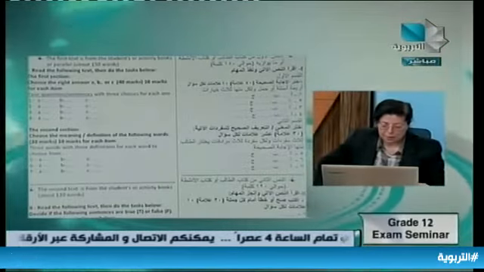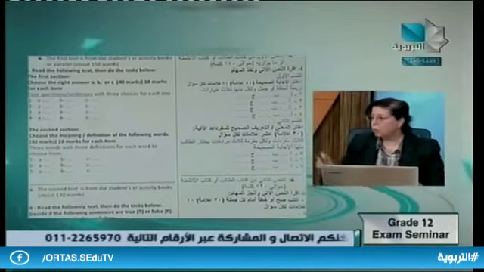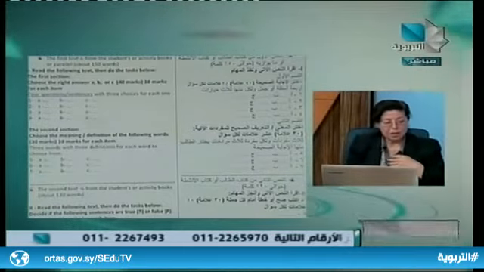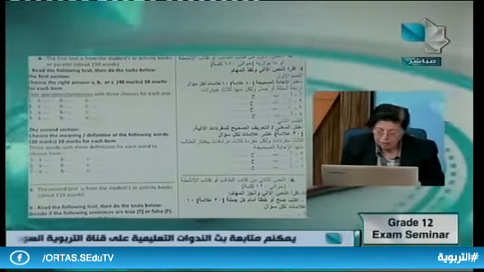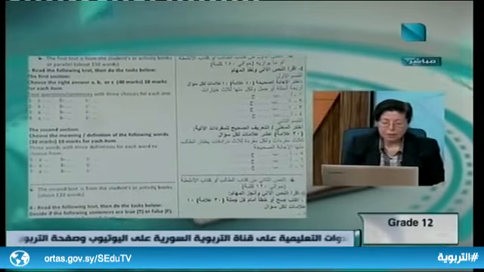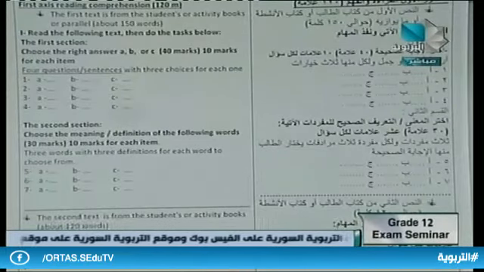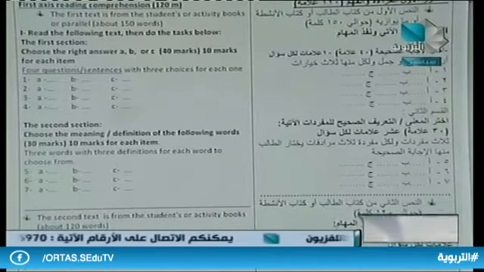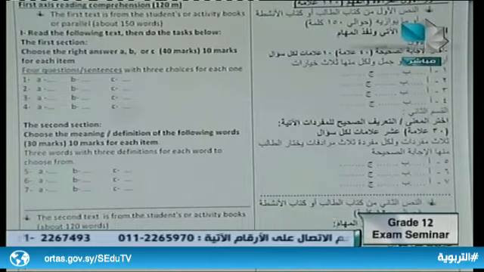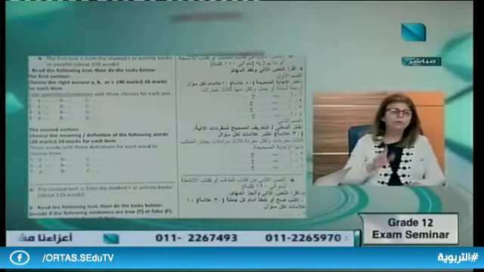Okay. Welcome Kina. So let's start with the Sharai exam this year. They have the first page, with a text from their textbook, either the activity or the student's book. The first rubric: read the following text, then do the tasks below. After the text, they have certain tasks or questions to answer. They don't have to write anything. They have to choose, so it's easier for you.